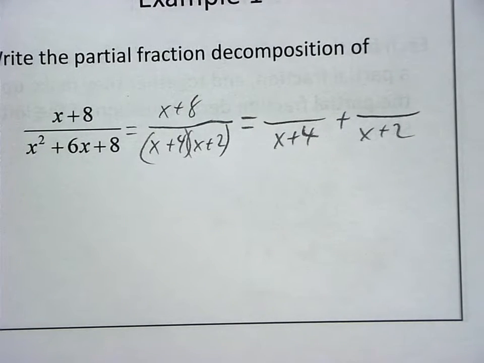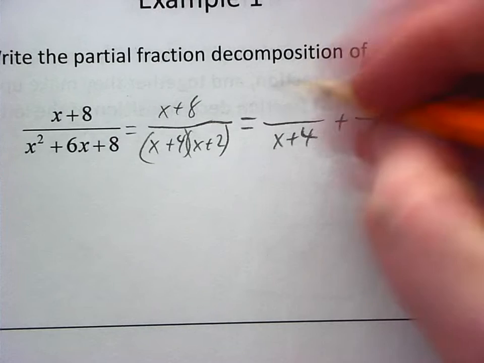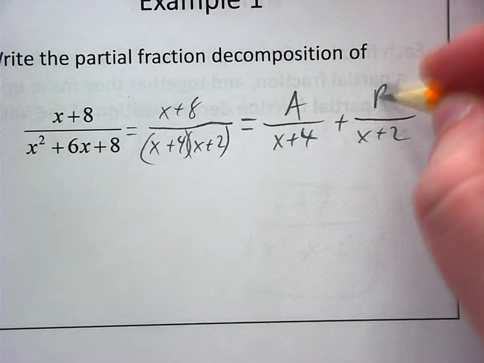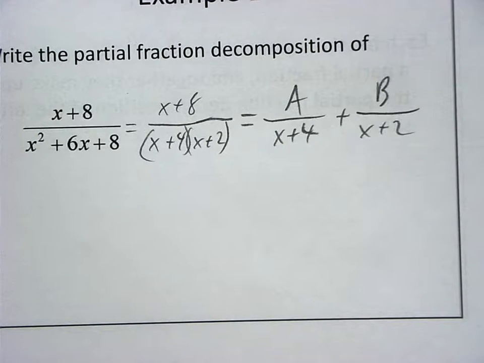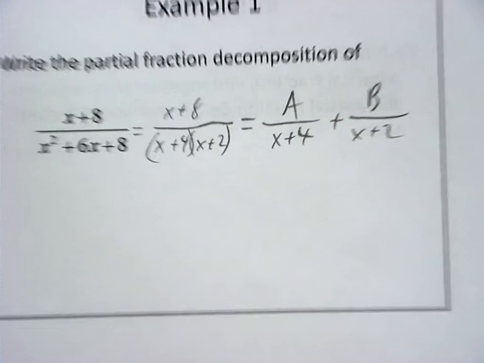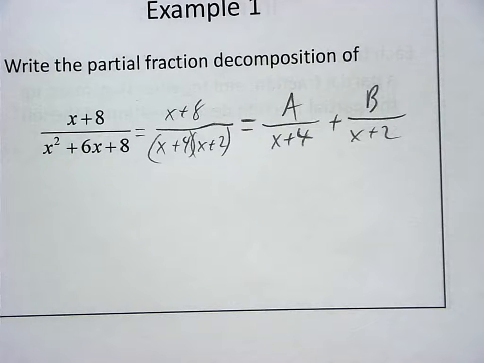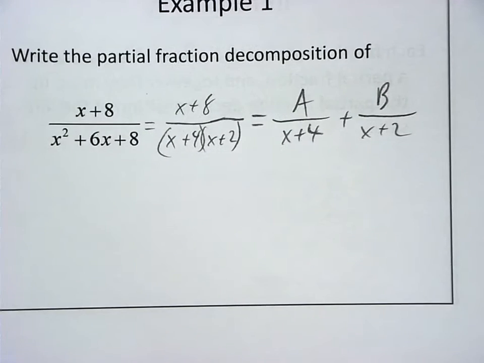My numerators are what I don't know, so I'm just going to put in values as placeholders there. So a and b. Is it always going to be addition? Yeah, because b might be a negative value, but you're always going to have addition as far as the fractions go. Now what I want to do is get rid of the denominators.